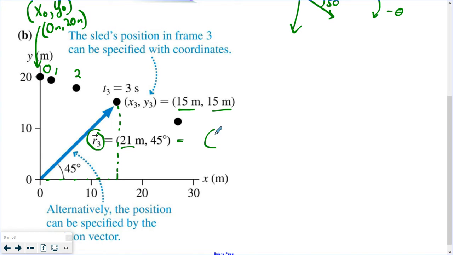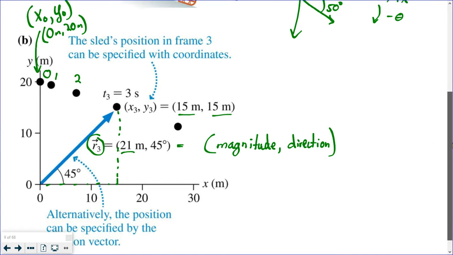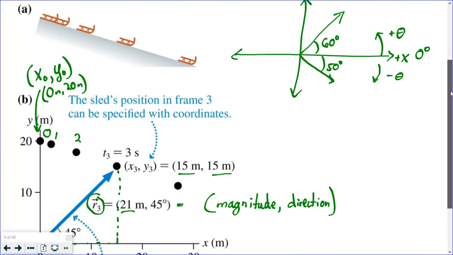A general way of writing a vector is the magnitude. It's always magnitude first, comma, then the direction. Sometimes that direction is given by 45 degrees north of east, and you give a little bit of extra information. If we already have an established axis system, they can just give you an angle, and we know the angle is always measured from our positive x-axis, just like we have shown here.